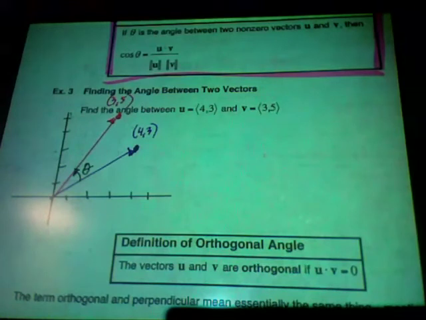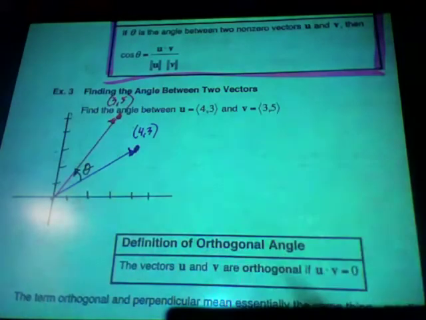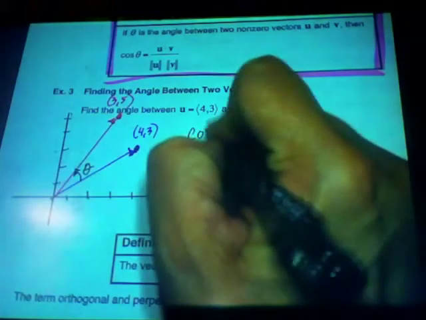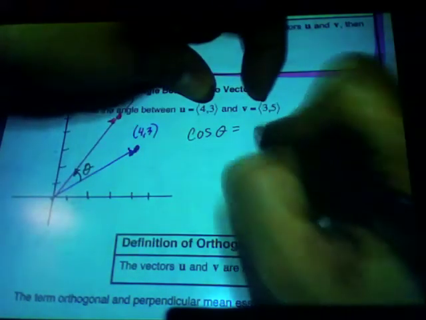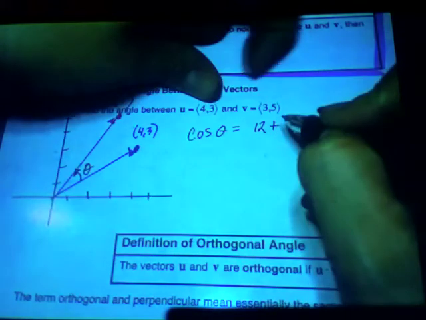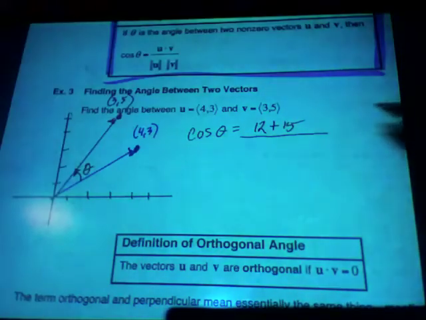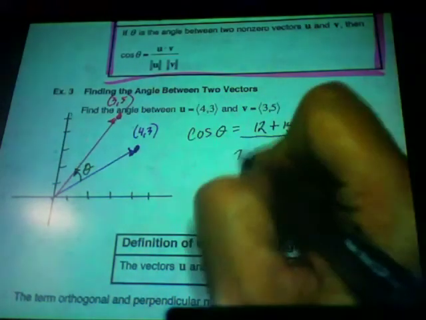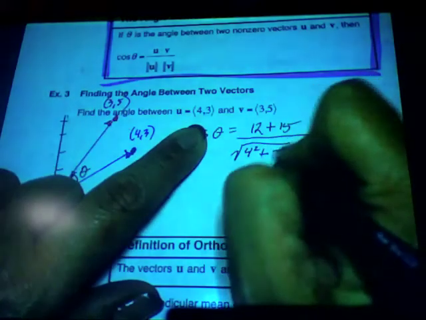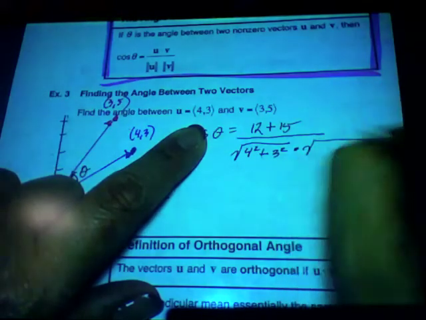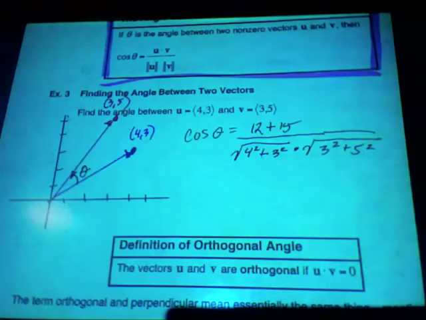So here, let's go ahead and use our dot product. Let's find the dot product between these two. So we're going to do cosine of theta is equal to, multiply your x's, so 4 times 3 is 12, plus multiply your y's, 3 times 5 is 15, all divided by, and then we have to find the magnitude. Square root of, magnitude of u is 4 squared plus 3 squared, times the magnitude of v is 3 squared plus 5 squared. Anybody not sure where I got any of that?